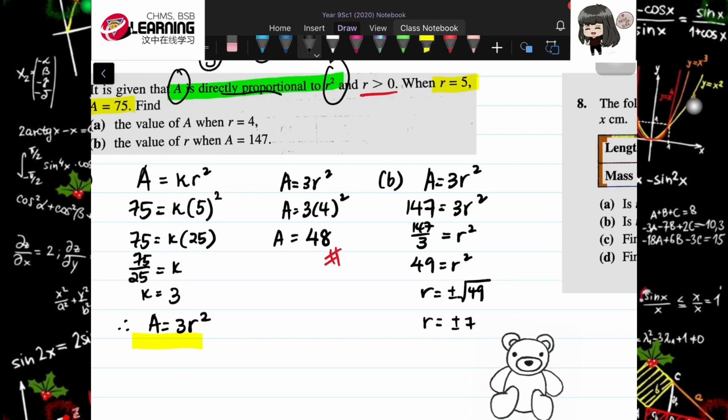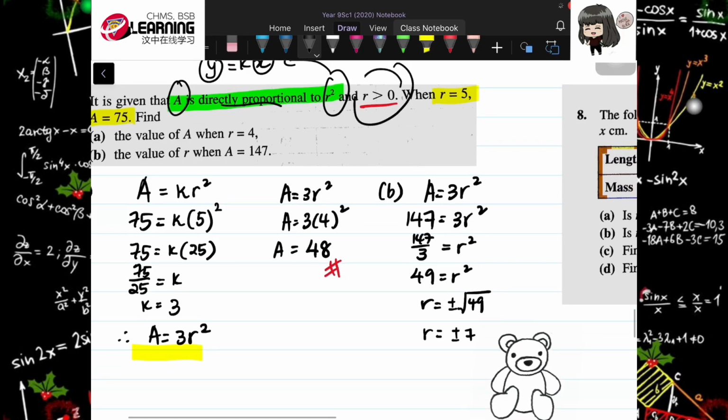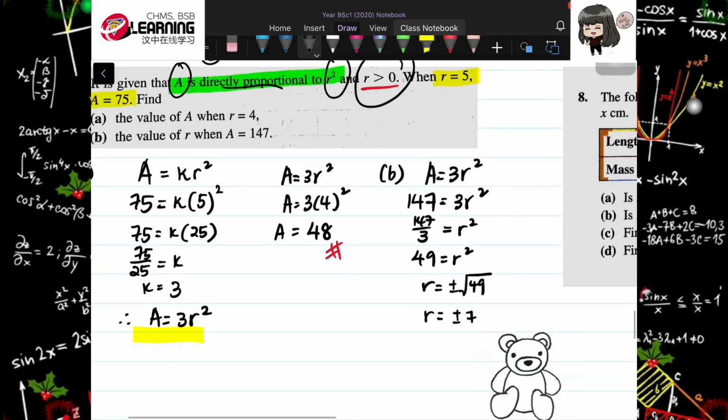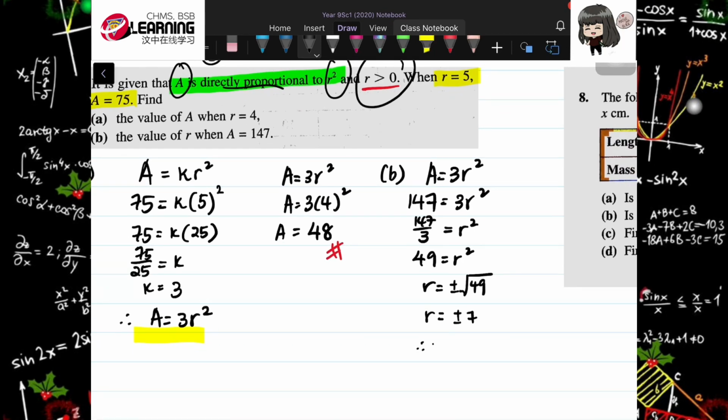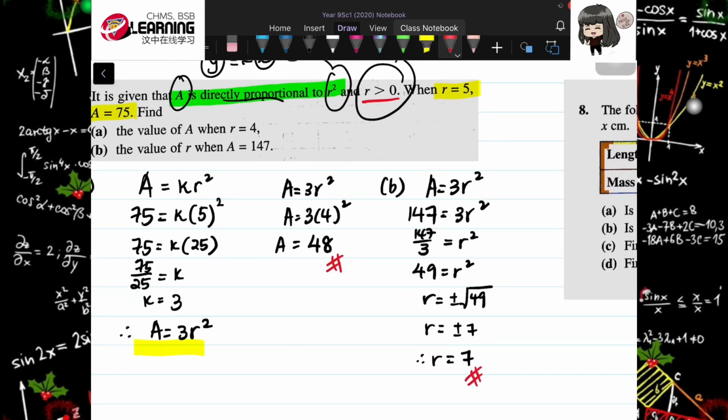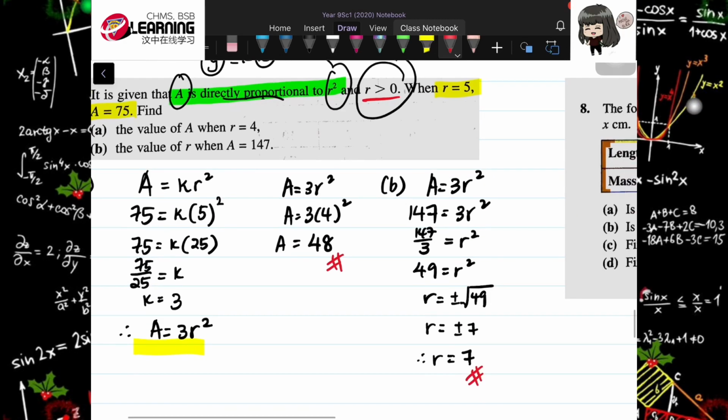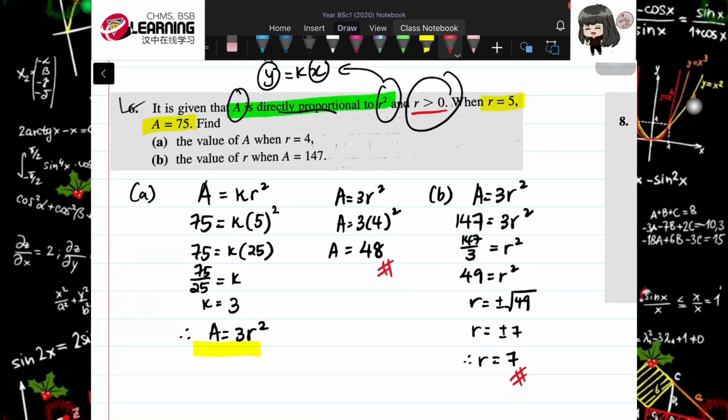Since the question says R is larger than 0, it's only positive. Therefore, your R is only 7. You need to reject the negative because the question says R is larger than 0. If they did not say R is larger than 0, you would have two answers: positive 7 and negative 7. Okay, that's for question number 6.